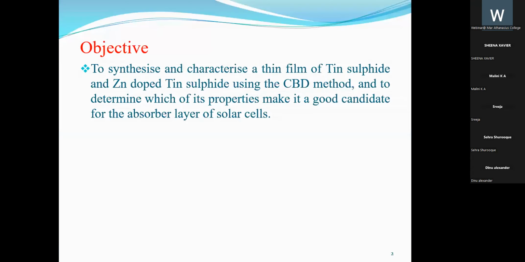The main objective of my work is to synthesize and characterize a thin film of tin sulfide and zinc doped tin sulfide using the CBD method, and to determine which of its properties make it a good candidate for the absorber layer of solar cells.